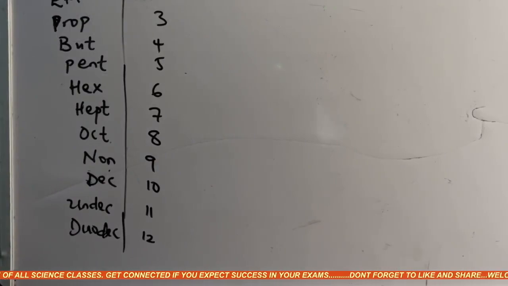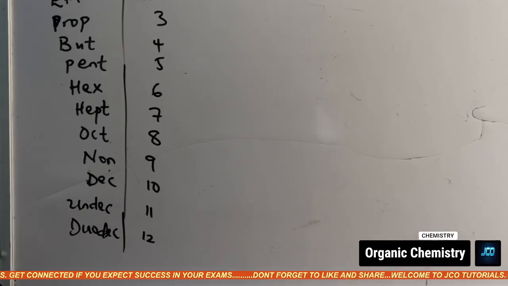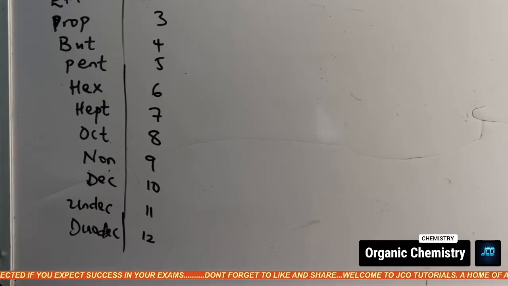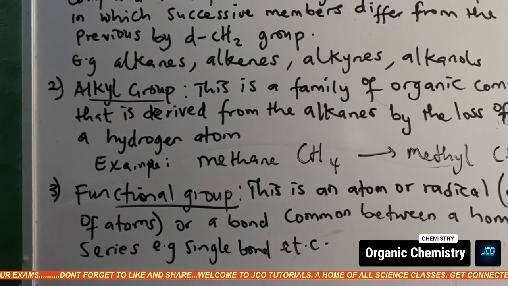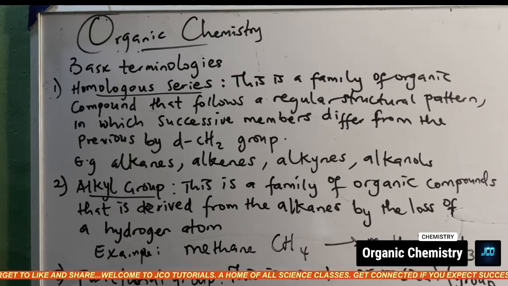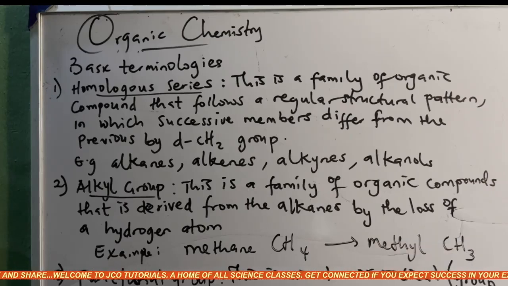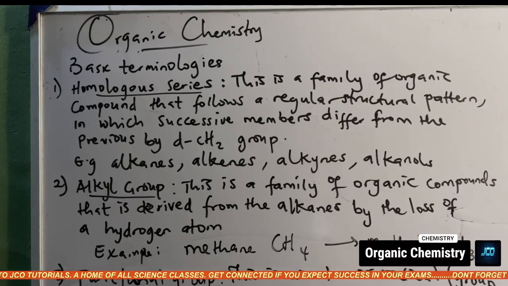If I have 3 carbons, it has to come with the name prop. If I have 4 carbons, it has to come with the name but. Let's go to the next now. We want to see these basic terminologies. We have the homologous series. A homologous series is a family of organic compounds that follows a regular structural pattern in which successive members differ from the previous one by an addition of a carbon and 2 hydrogen, a CH2 group.